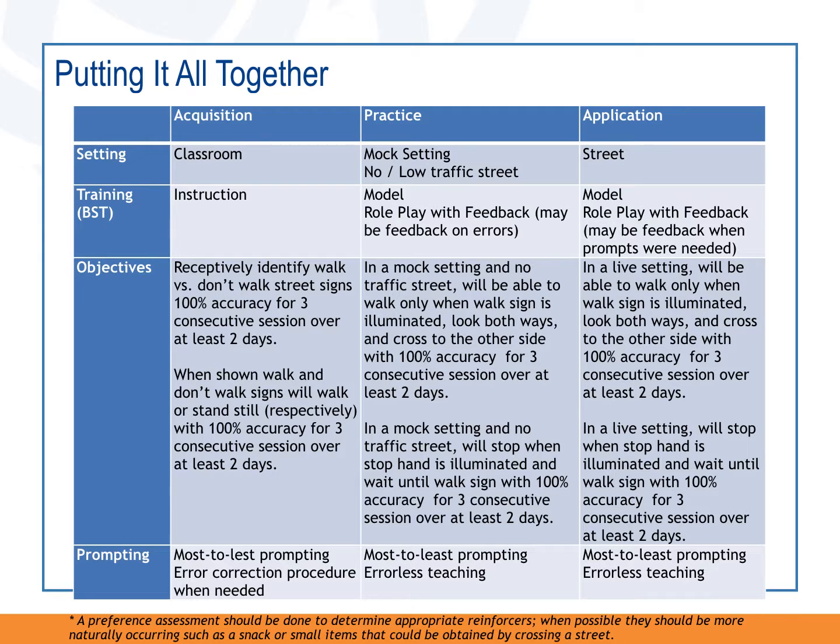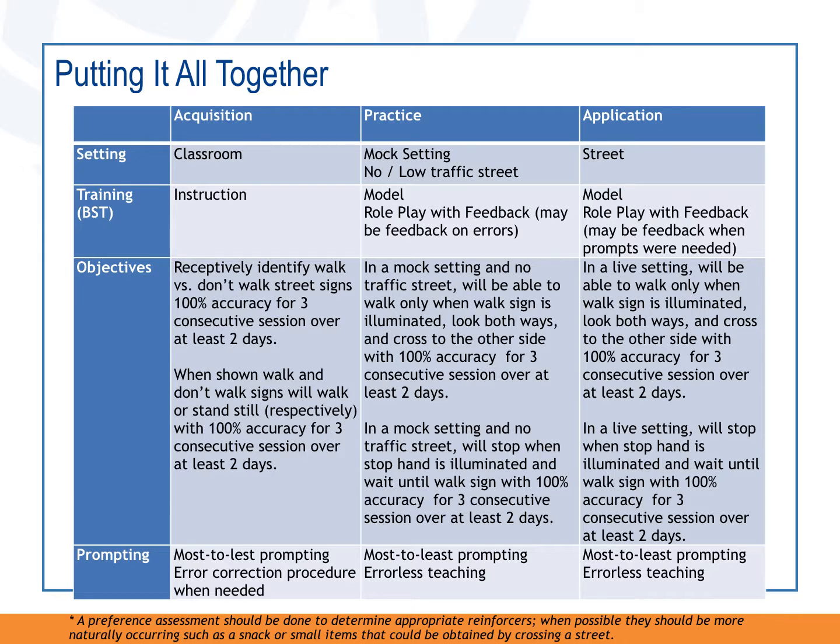Role play with feedback. There may be some feedback if there's errors in that mock one, if they start to walk when they shouldn't, or they misidentify the sign, or they don't look both ways, kind of catching them right away and giving that immediate feedback, and then going into that errorless as much as possible. So the objective for this is in the mock setting or no traffic streets, they'll be able to walk only when the walk sign is illuminated, look both ways, and cross to the other side with that 100% accuracy, 3 sessions over 2 days.